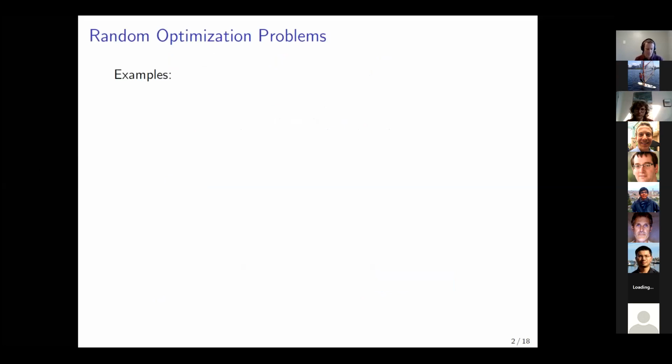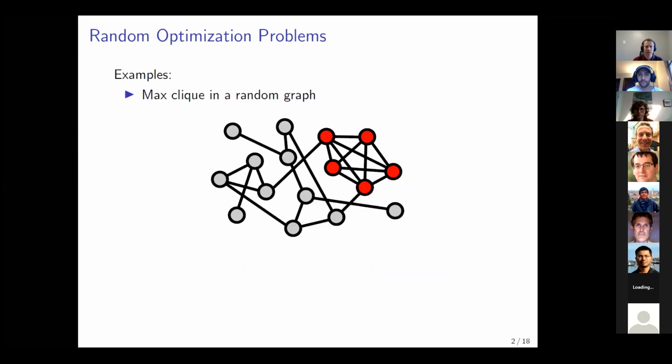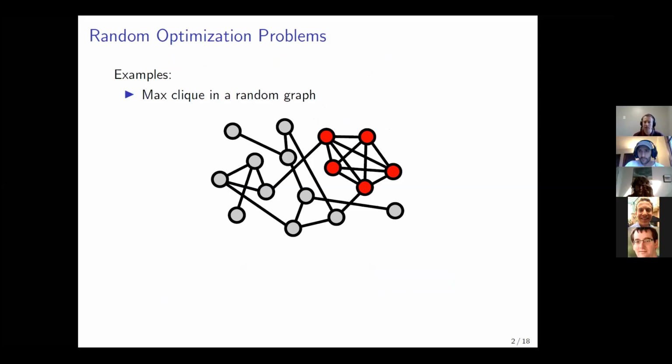And so just to set the stage, I'm going to be talking about random optimization problems. So optimizing some kind of a random function in high dimensions. There are some discrete variants of this. For example, finding a maximum clique in the random graph.